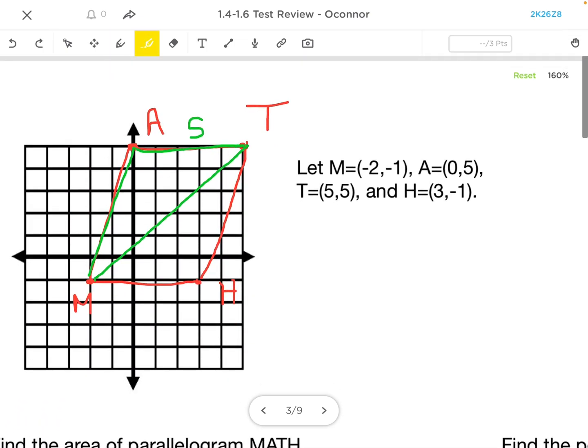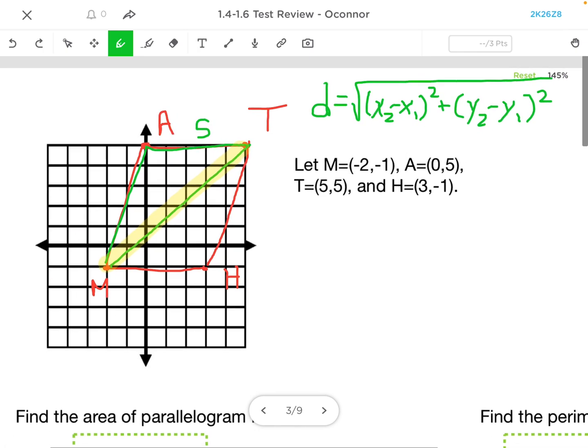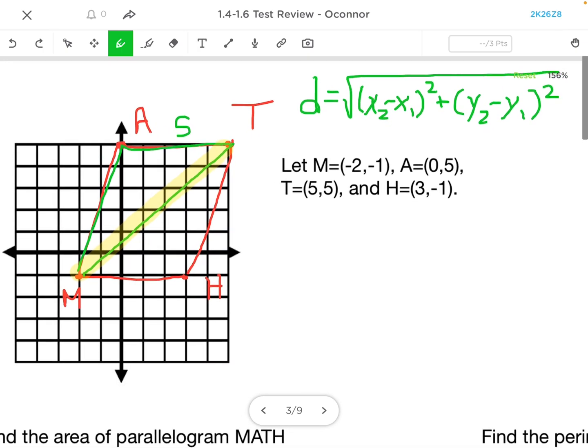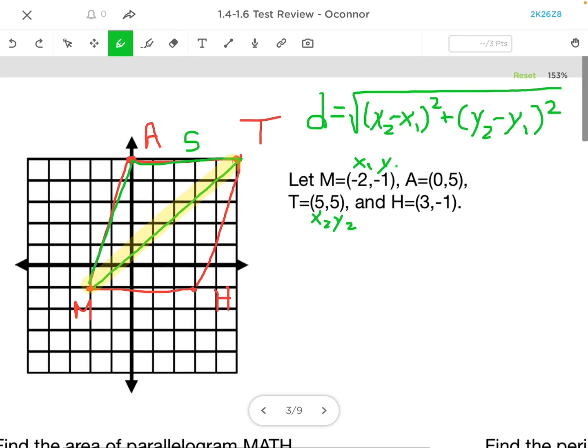So if I want to find the length of MT, I'm using the distance formula. So remember, our distance formula is this, the square root of x2 minus x1 quantity squared plus y2 minus y1 quantity squared. And so if I want to use that formula to find MT, I'm using these 2 points and plugging in my x1, y1 and my x2, y2 to find that length.